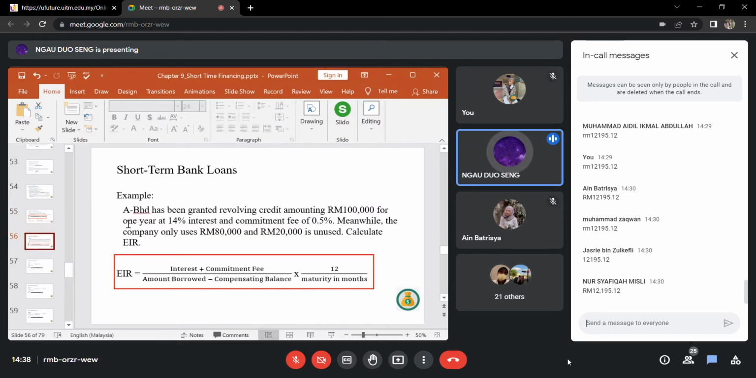Alright, example here. A Berhad has been granted a revolving credit amount of 100,000 for 1 year at 14% interest and commitment fees of 0.5%. Meanwhile, the company only used 80%, which is 80,000 out of 100,000. It borrowed 80,000 and 20,000 is unused. So calculate the effective interest rate. We are using this formula.